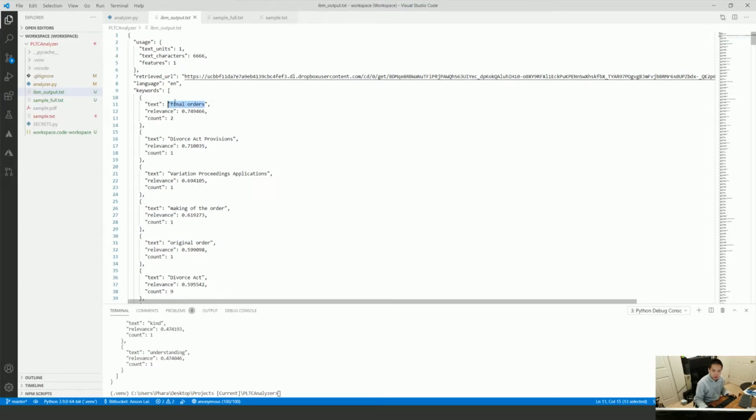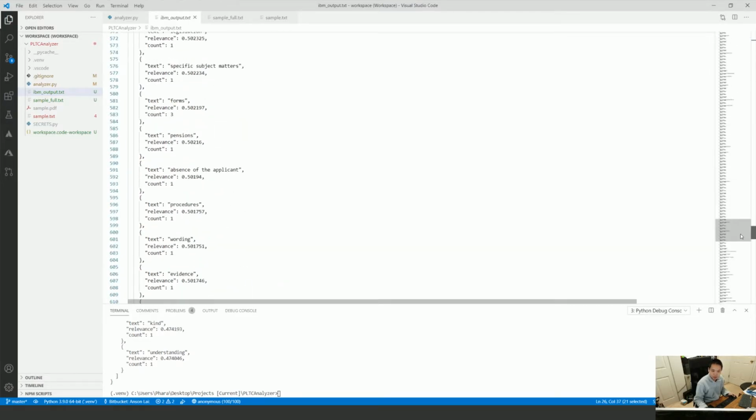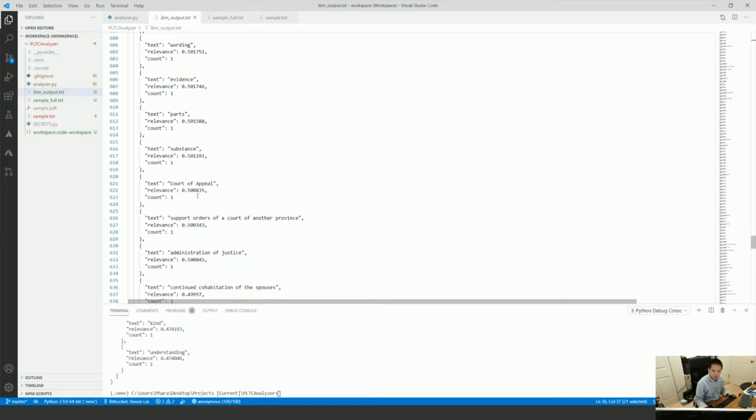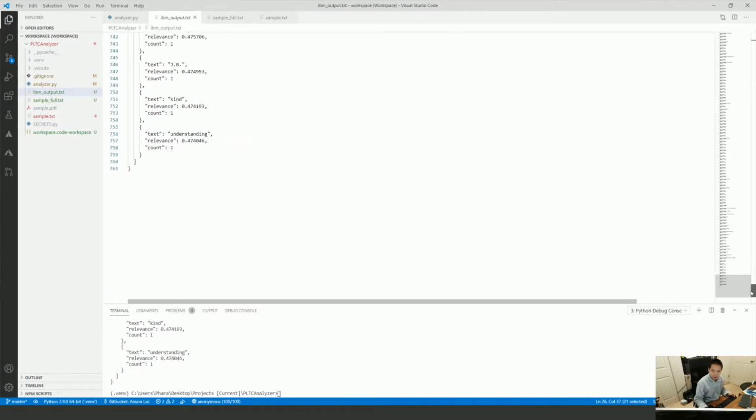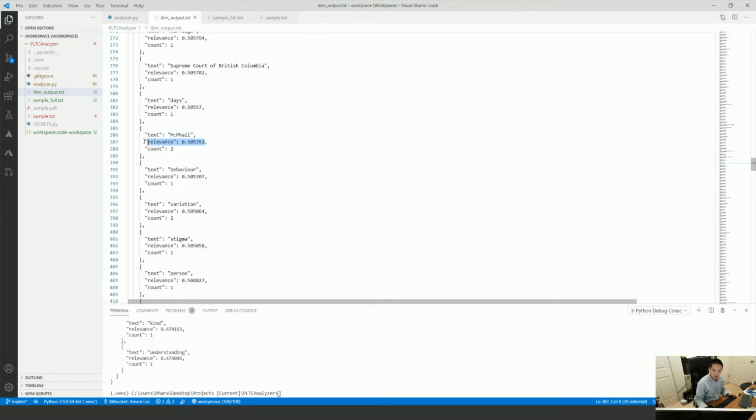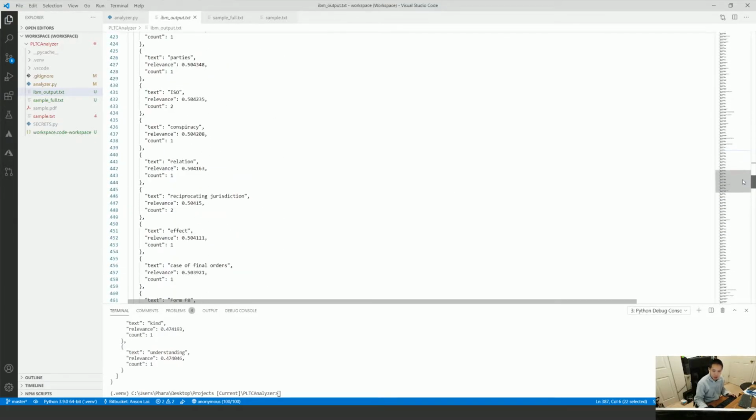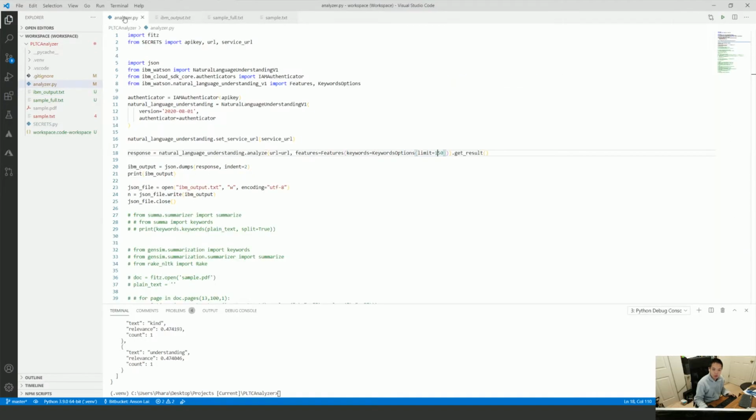So these are really good keywords. I have to stress these first ones: Divorce Act provisions, final orders, variation proceedings applications, making of the order. These are fantastic. And then as we go down, these aren't so good. Parts, substance, court of appeal, not so good once it gets down. So we may do a cutoff based on the relevance. The higher it is, the better it seems, although there are a few down here that are pretty good as well. So the next step is to actually put the full sample to IBM.